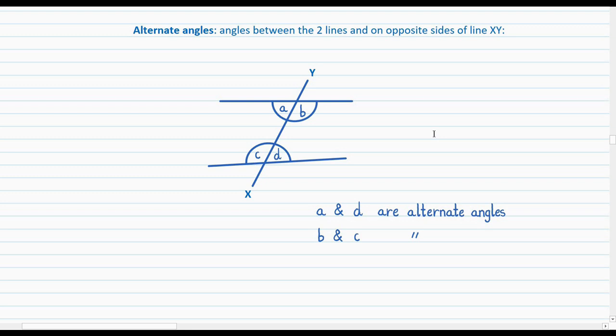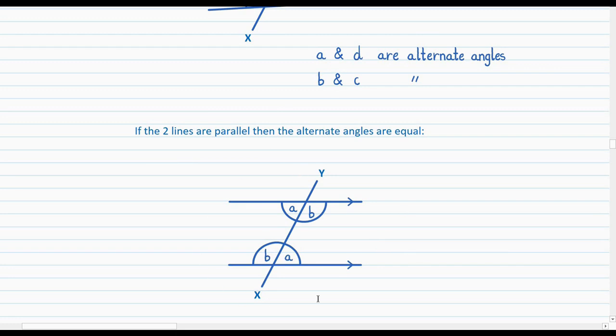Then in a similar manner as for the corresponding angles, when the two original lines are parallel, then the alternate angles will be equal, as shown in this diagram, where these two alternating angles would both be A and these two alternating angles would both be B. Then next, let's have a look at circles.